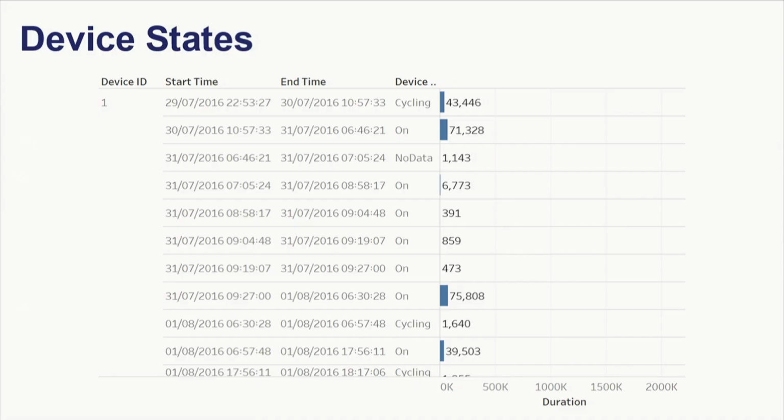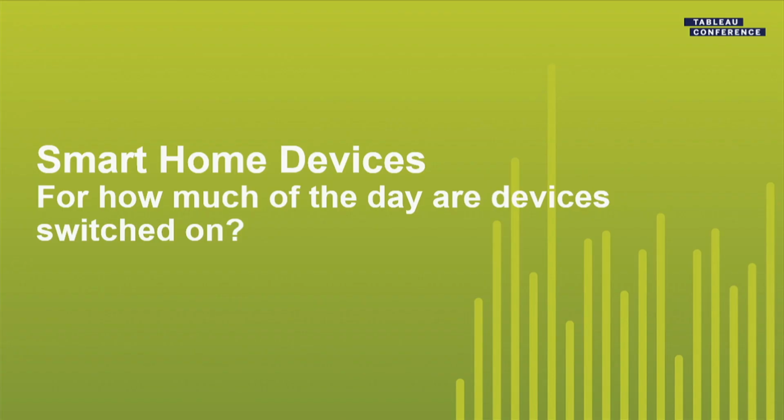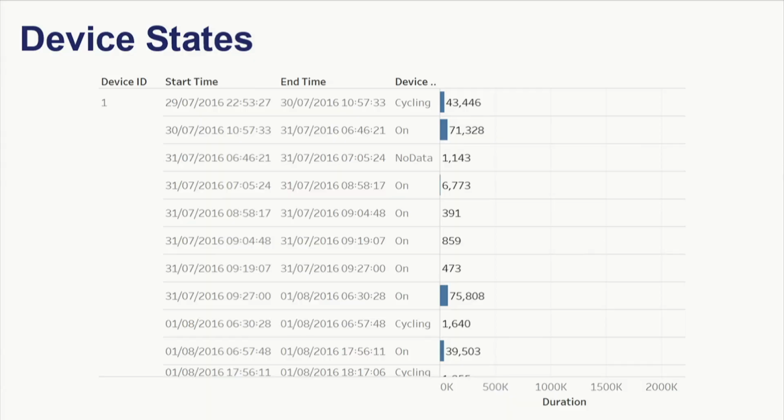There you go. So with this example, we're going to be looking at smart home devices. So imagine a home where every device, the light switches, the washing machine, the TV, the fridge, absolutely everything is being tracked. And this data is stored by device ID. So you have the start and end time for each state that a device could be in. So it could be on, off, cycling, idle, it just depends on the device type. And this is how the data's been stored.